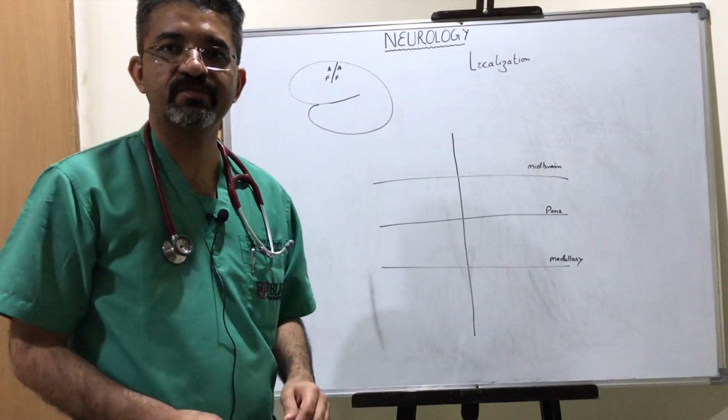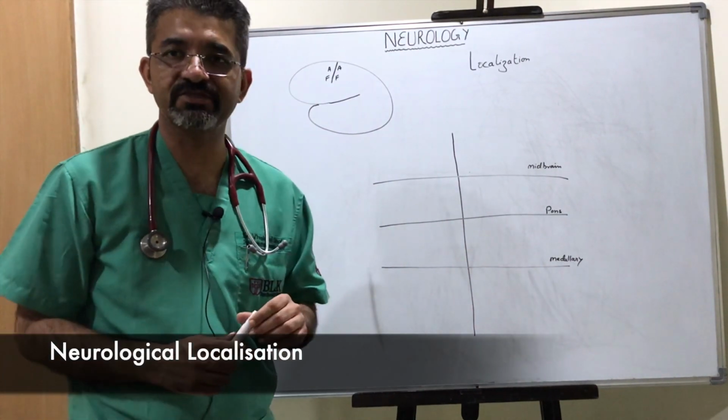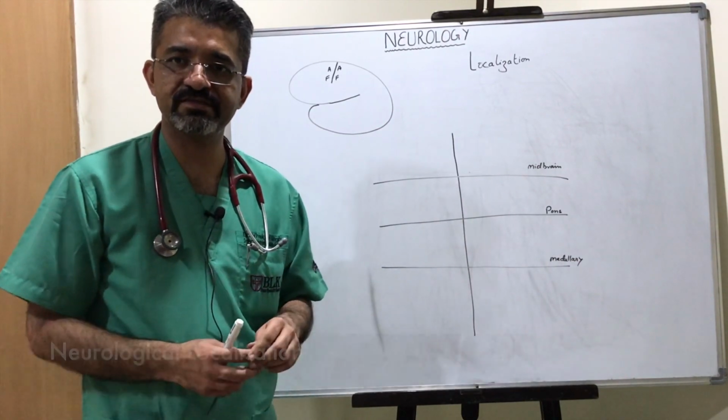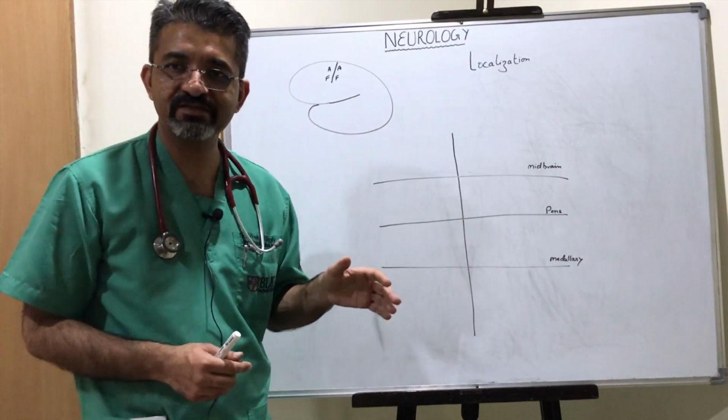Okay friends, in the second lecture we will be talking about neurological localization. We will be taking a hypothetical case and we will try to fix the lesion in our neuraxis. By neuraxis, what does it mean?